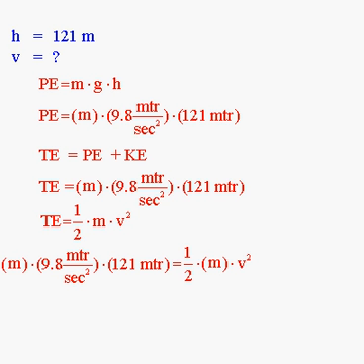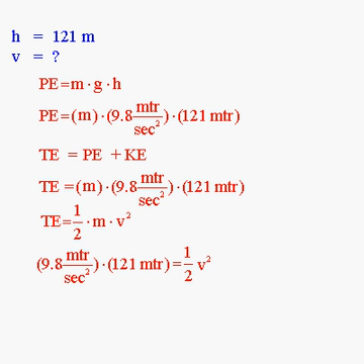Now look what happens. The mass cancels. We have m on the left-hand side of the equation, m on the right-hand side of the equation. That makes the mass cancel. So we didn't need to know the mass to solve this problem. It cancels out in the mathematics. That tells us then that 9.8 meters per second squared times 121 meters equals 1/2 v squared.